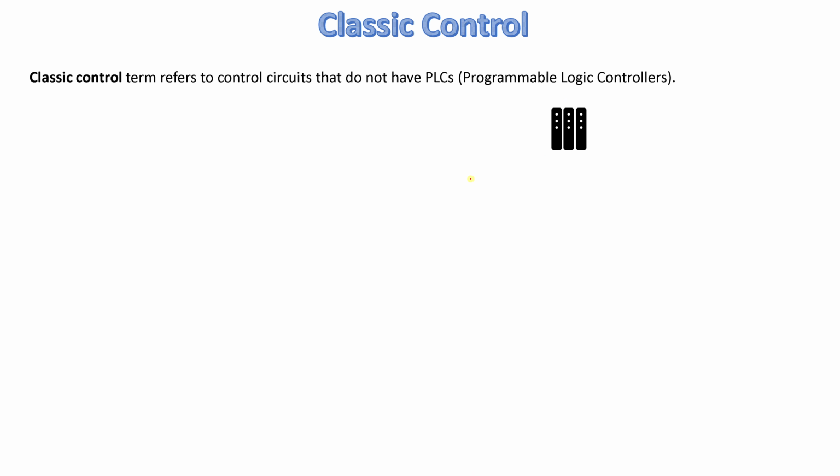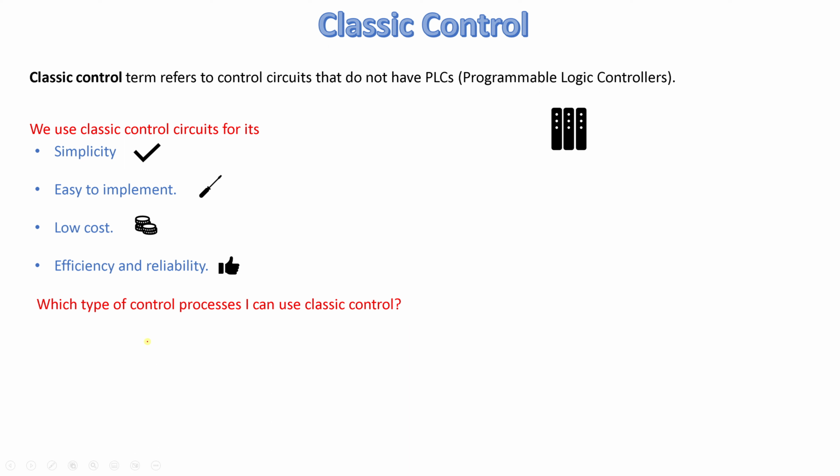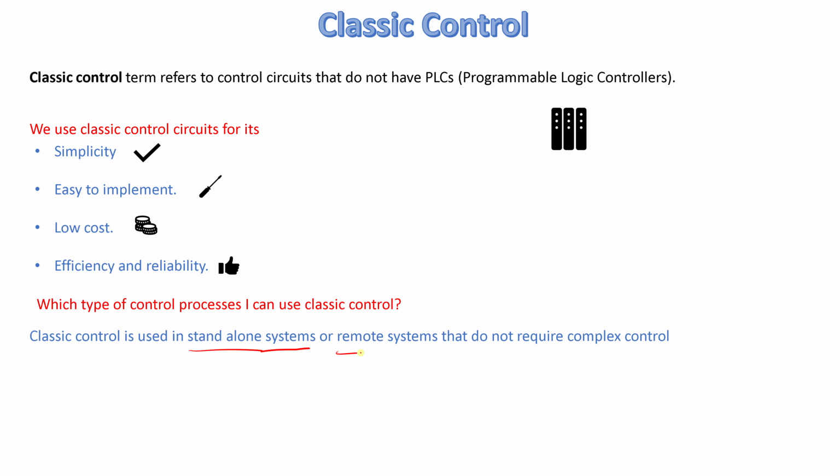So what's the benefit of using classic control? We use classic control circuits for their simplicity. It is easy to implement. It is low cost, efficient and reliable. Okay, so which types of control processes can I use classic control on? Classic control is used in standalone systems or remote systems, or systems that do not require complex controls. Examples are homes, factories, and workshops.